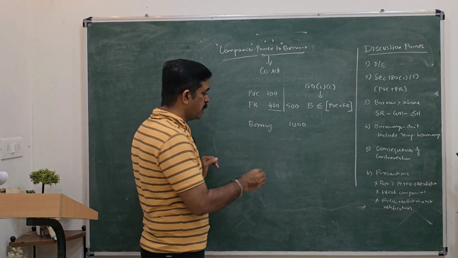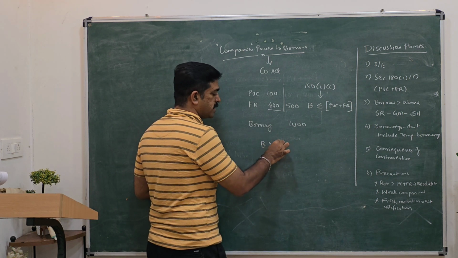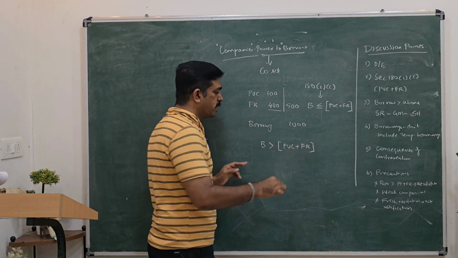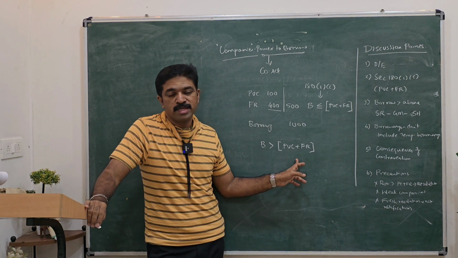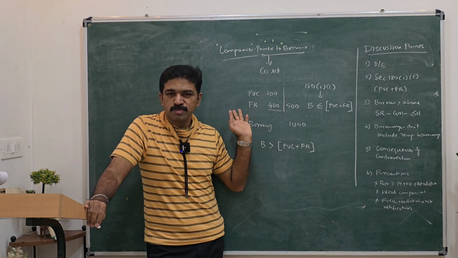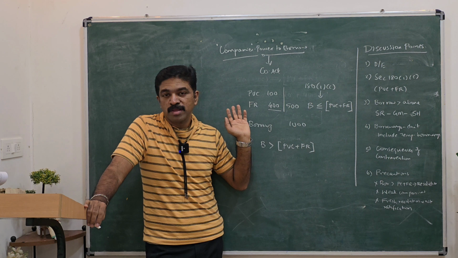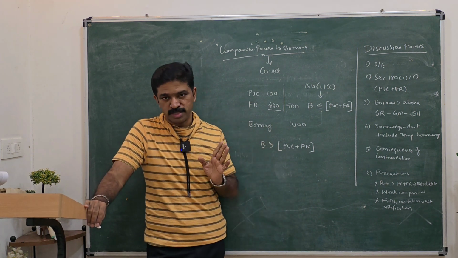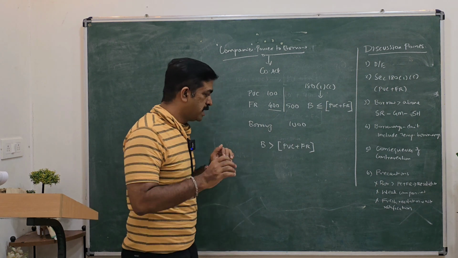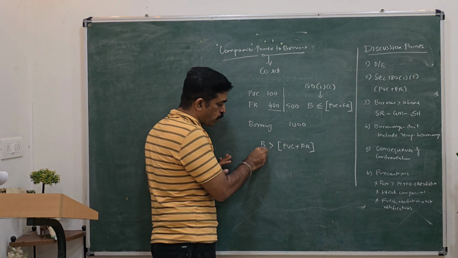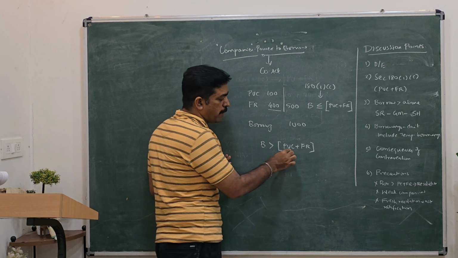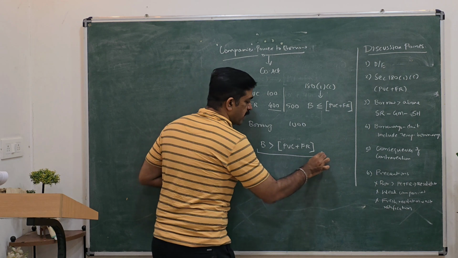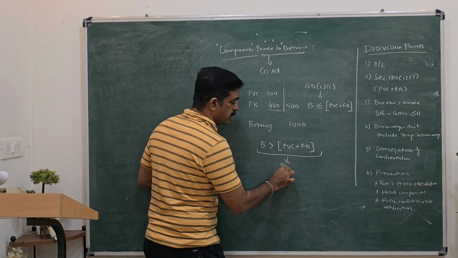So here what has happened? The borrowings have exceeded the sum of paid up capital plus free reserves. So in this case, is this company in non-compliance of Section 180 subsection 1c? The answer can be yes, if this company has not followed one procedure. Okay, so what is the procedure? Whenever the company wants to borrow an amount exceeding the sum of paid up capital and free reserves, what do they have to do? They have to take permission.